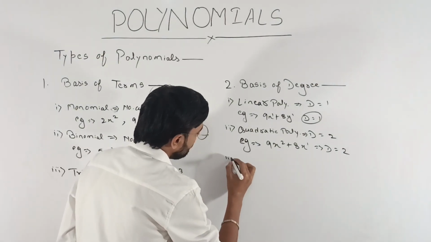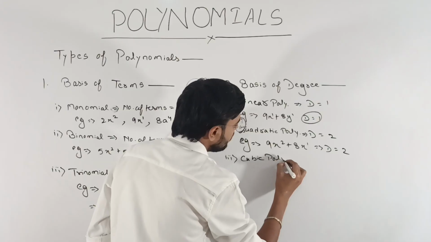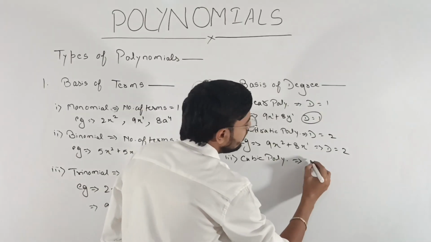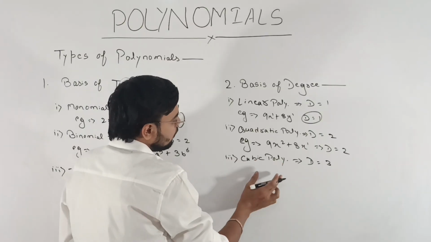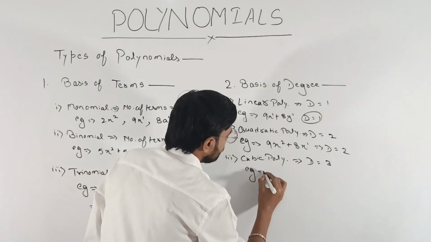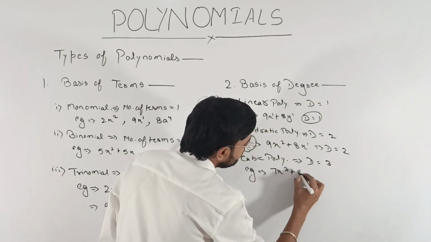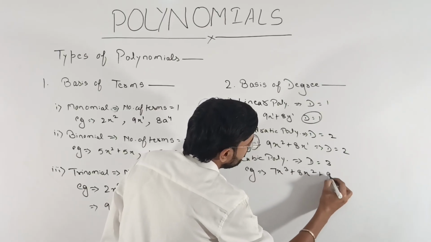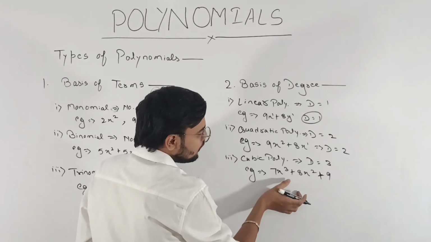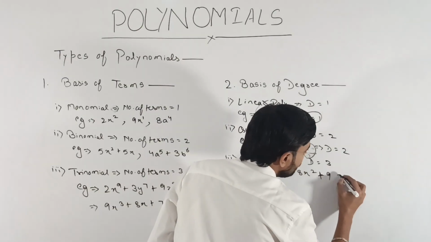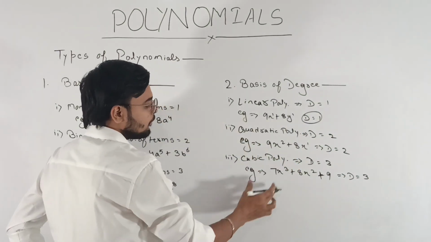Third one is cubic polynomial. In a cubic polynomial, degree is equal to 3. When degree is 3, then the polynomial is called cubic polynomial. Example, if a polynomial looks like 7x cube plus 8x square plus 9. Now look, degree. Here power is 2, here power is 3. Highest power is 3, therefore degree is 3. And when degree is 3, then this polynomial is called cubic polynomial.